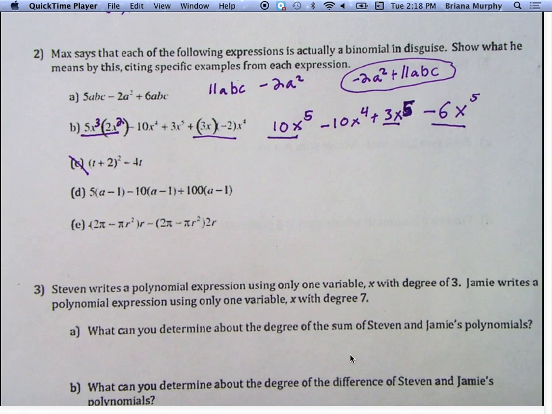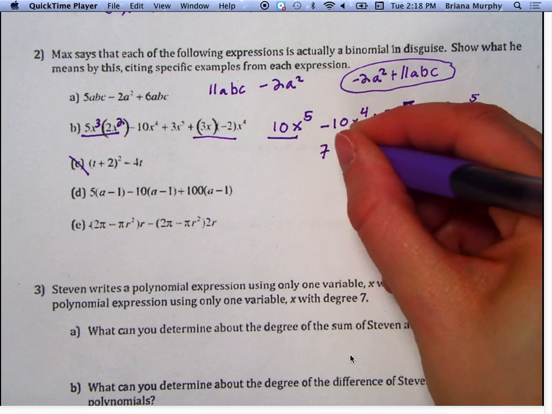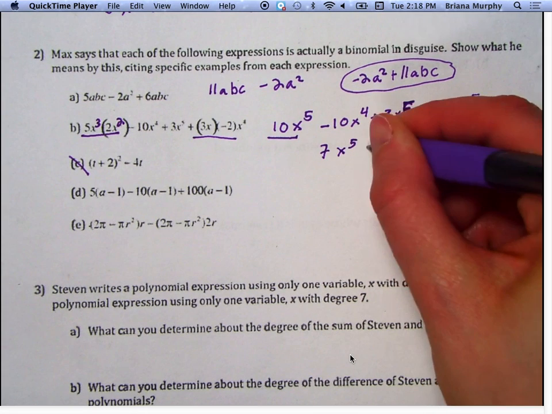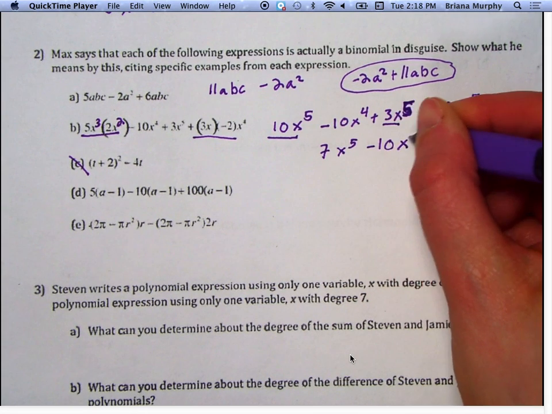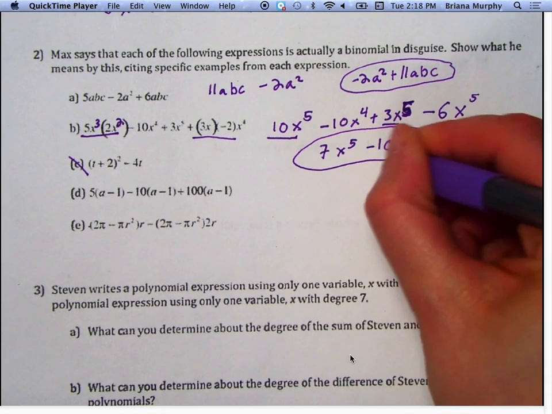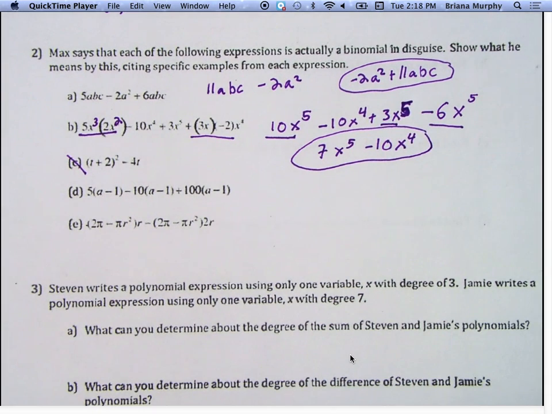How much does that give me? 7x to the 5th. All right. 10 plus 3 is how much? 13. Minus 6 is how much? 7. So we get 7x to the 5th minus 10x to the 4th. Are the degrees in order? Biggest degree to smallest degree? Yes. 5 and then 4.